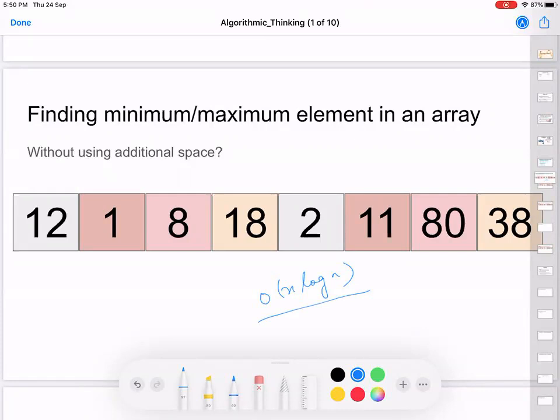We can just compare each element to the first. Okay, no. Yeah, you are on the right track.